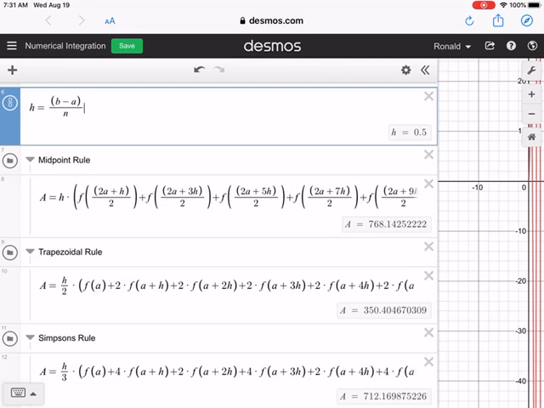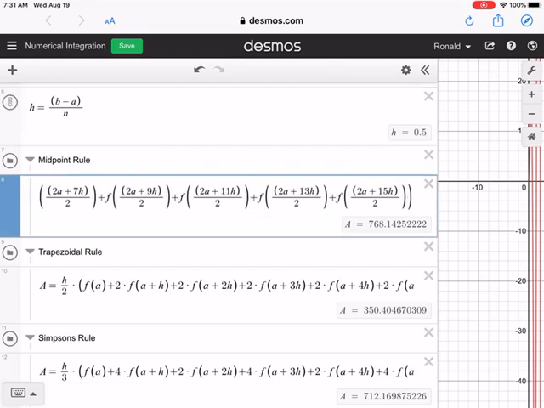Now, this is set up again for 8 rectangles. If you want to do 10 rectangles, let's say, you would have to add on 2 terms at the end. So with the midpoint rule, you would have to add in function values of (2a + 17h)/2 and (2a + 19h)/2. If you want to do 6 rectangles, you would have to eliminate the (2a + 13h) and the (2a + 15h) terms, so you would only have 6 terms in there. If you get some kind of an error message for A, that means you messed up the formula. So just exit out of it and open up a new one.